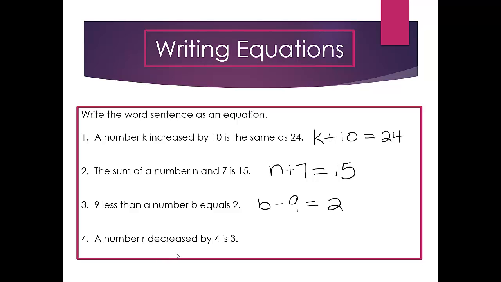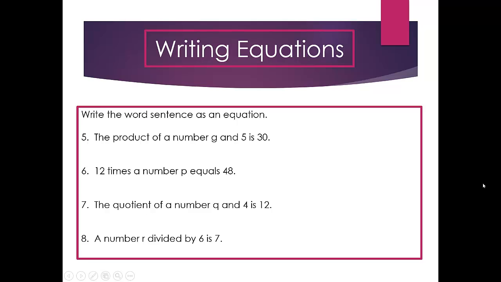And number 4, we have a number r decreased by 4 is 3. Decreased by tells us subtraction. So we have r minus 4. Is represents the equal sign, so it's equal to 3. So we have r minus 4 equals 3.